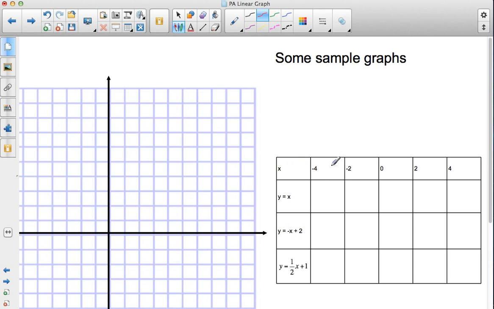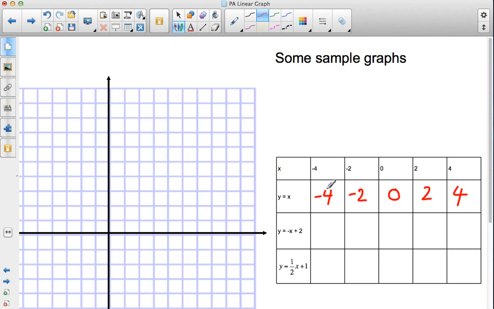I have -4, -2, 0, +2, +4. Now here's my first graph of y equals x. Well, if y equals x, that means whatever I put down for x, I have to put down for y. So if x equals -4, y equals -4. If x equals -2, y equals -2. If x equals 0, y equals 0. If x equals 2, y equals 2, and if x equals 4, y equals 4.